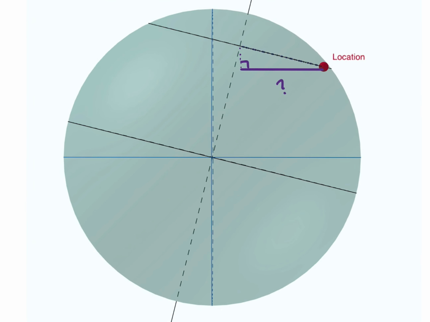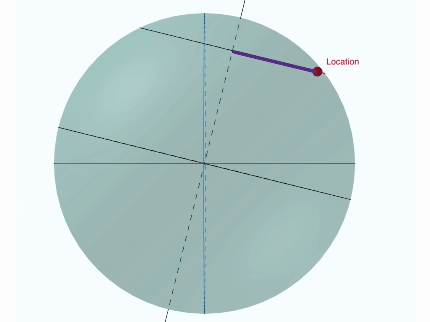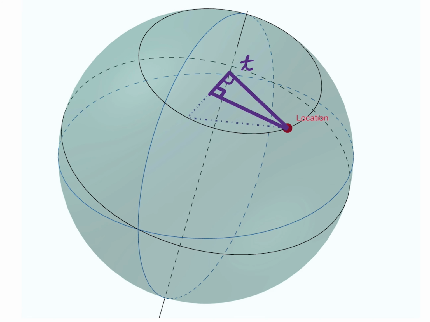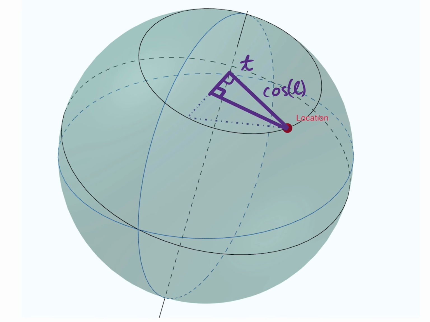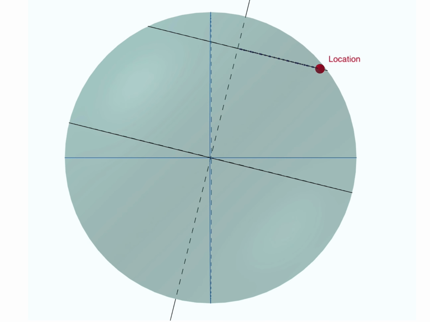What about this segment? First, let's find this. We can use a right triangle here. T is the time angle. R is going to be cosine of L. So that makes the segment we're looking for cosine of L times sine T. Now that we have that, how can we get this?